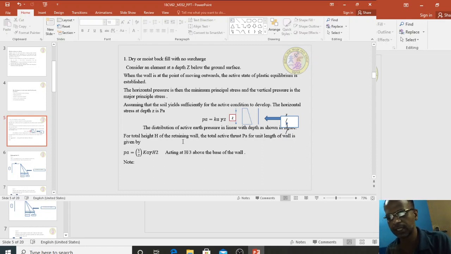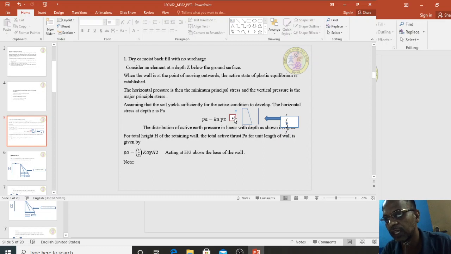Let us consider this is a retaining wall, and soil is retained behind that retaining wall. Because of the backfill material, the soil exerts some pressure on the retaining wall. That pressure is indicated as a triangular pressure distribution diagram. Let H be the height of the retaining wall, and the active earth pressure is given by Ka, the active earth pressure coefficient, into gamma, the density of soil, into Z at any depth Z. If Z is equal to H, the full height, then it becomes H.